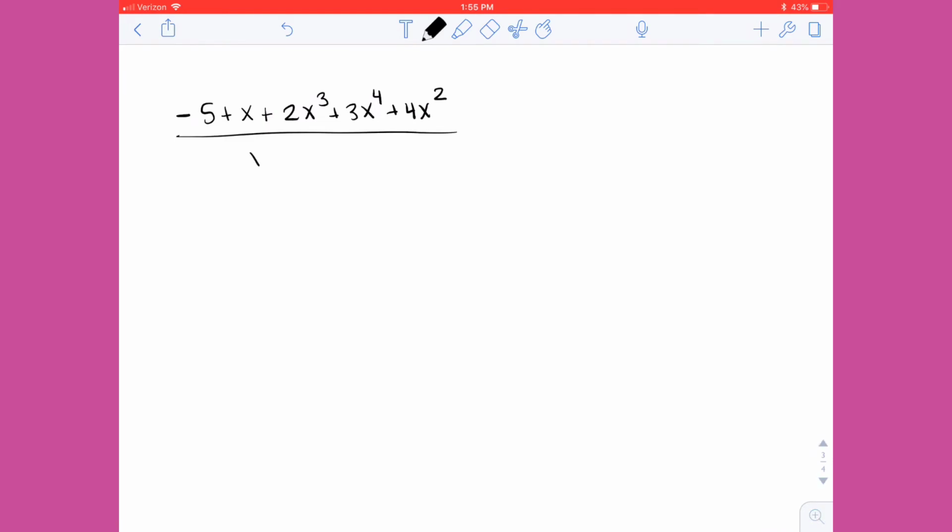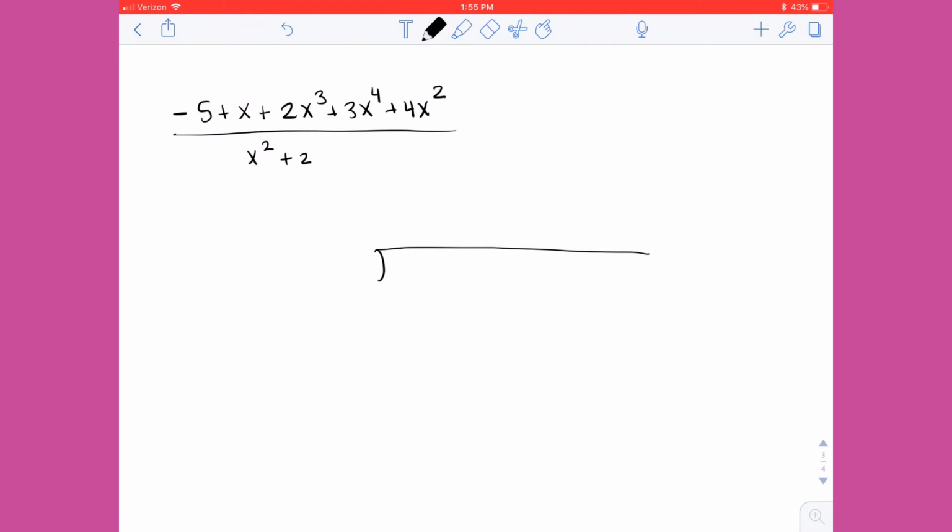All right, I want to look at another one. Say I give you negative 5 plus x plus 2x cubed plus 3x to the 4th plus 4x squared. And I ask you to divide that by x squared plus 2. You'll notice that this numerator value, so that's going to be on the inside of my division sign, is not in descending degree order. So I'm going to want to make sure that I put it in descending degree order. So 3x to the fourth plus 2x to the third plus 4x squared plus x minus 5.